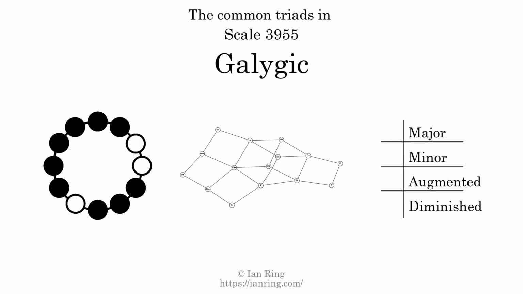111011100011. Here are the common triads present in this scale. The diagram in the center is a graph of parsimonious voice leading between triads. There are 5 major triads. There are 5 minor triads. There are 2 augmented triads. There are 3 diminished triads. Here is a Hamiltonian path of parsimonious voice leading that uses all the triads.